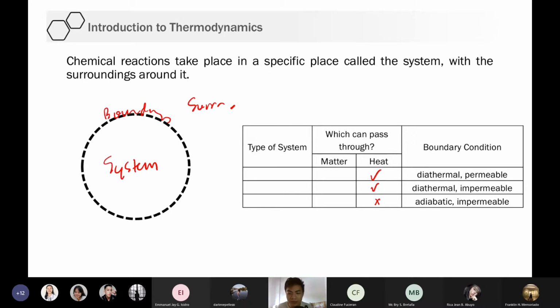Pwede pumasok yung mga molecules. Pwede rin lumabas doon sa opening niya. Okay? So, yun yung opening, yun yung permeable boundary. No? Ibig sabihin, the molecules can pass through. Okay? Meron din tinatawag na semi-permeable in biology. Okay, so semi-permeable membranes are membranes that only pass through certain particles. No? For example, molecules of water, yun. Yun yung mga nasa cells natin. But in thermodynamics, basta nagpa-pass through permeable. Okay? So, yun.